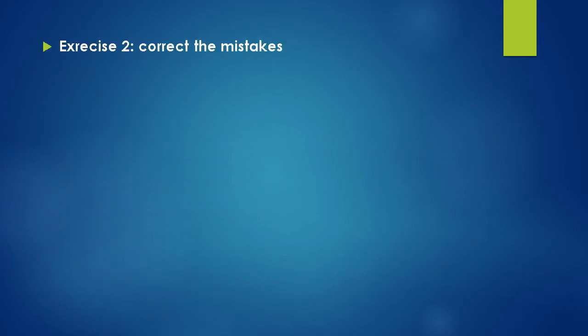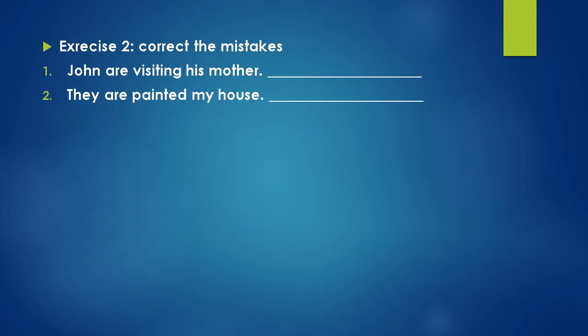Exercise 2. Correct the mistakes. It's an exercise of attention where the students have to take care with every single word in the sentence and correct it. For example, John are visiting his mother. Where is the mistake? John is a single person, so the correct to be verb must be is, not are.